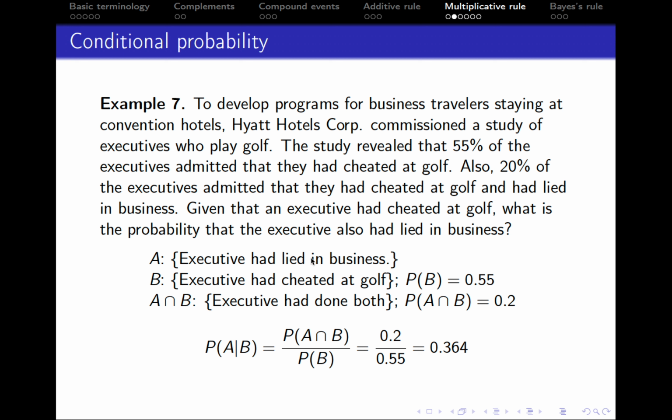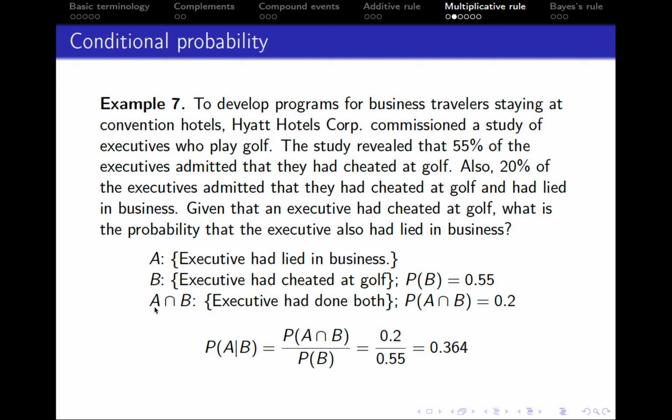To solve this problem, we need to define some events. Event A is that the executive had lied in business, and from this description, we don't know the probability of this event, so we leave it without any probability. Event B is that the executive had cheated at golf, and we know the probability of this event. The study revealed that 55% of the executives admitted that they had cheated at golf. So the probability of an executive cheating at golf is 55% or 0.55.